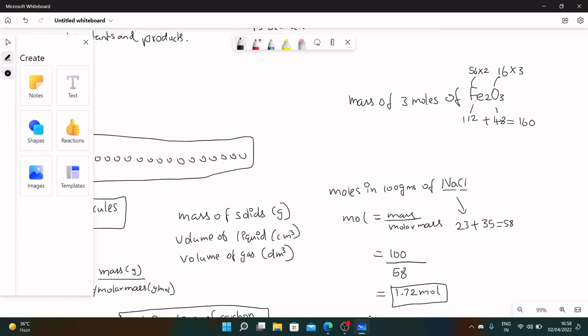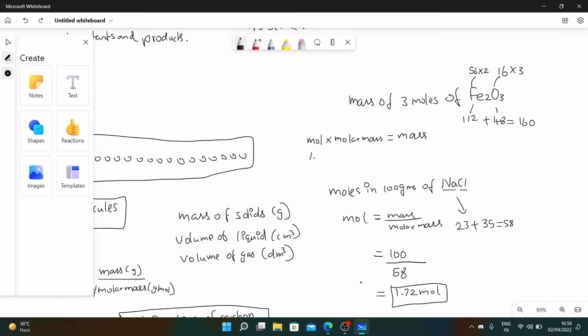Now, what we have to do is take the formula and make mass the subject. So that's basically move molar mass to the other side. Mole into molar mass will give you mass. Because it's being divided over here, if you move the term to the other side, it will be multiplied. So you have your moles.